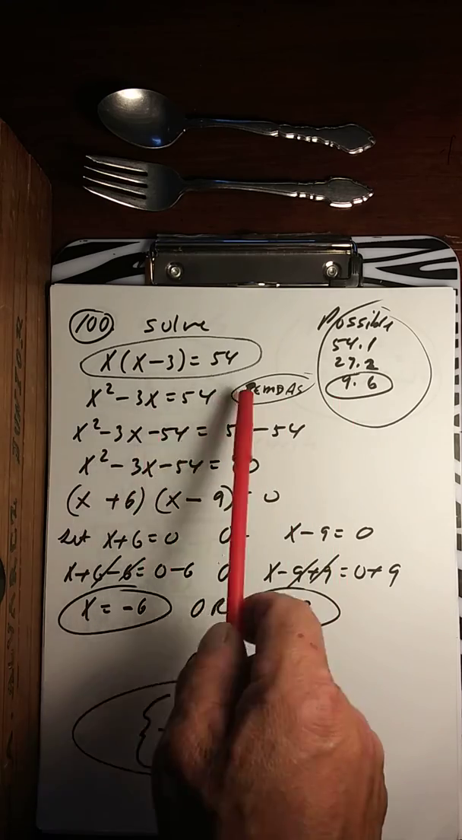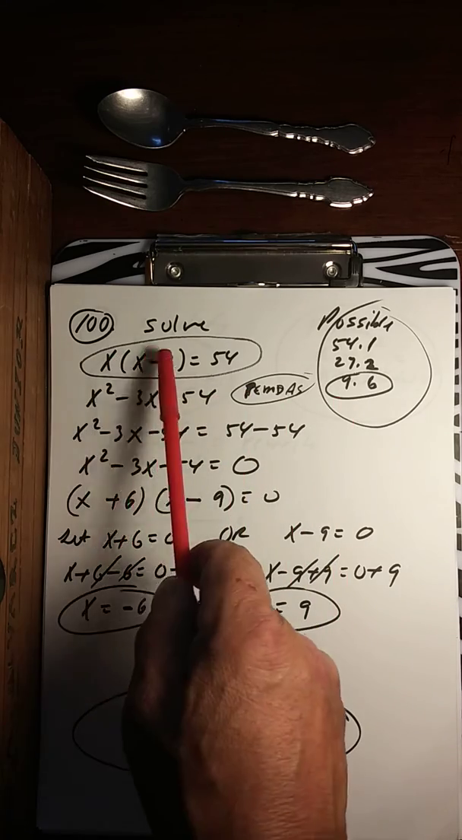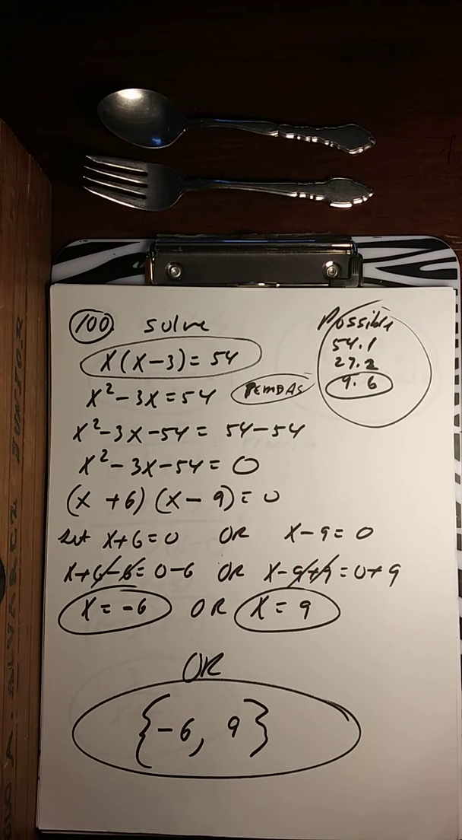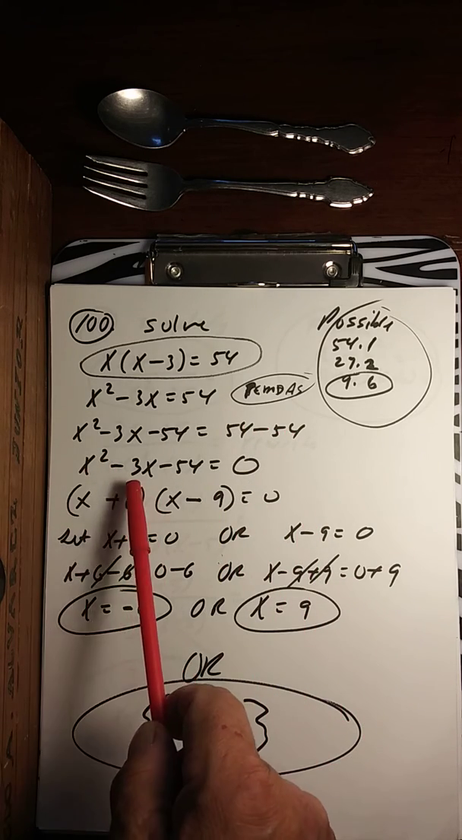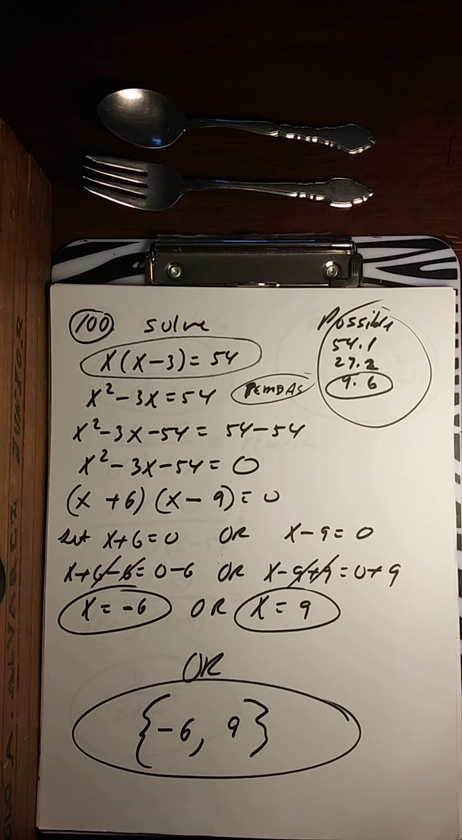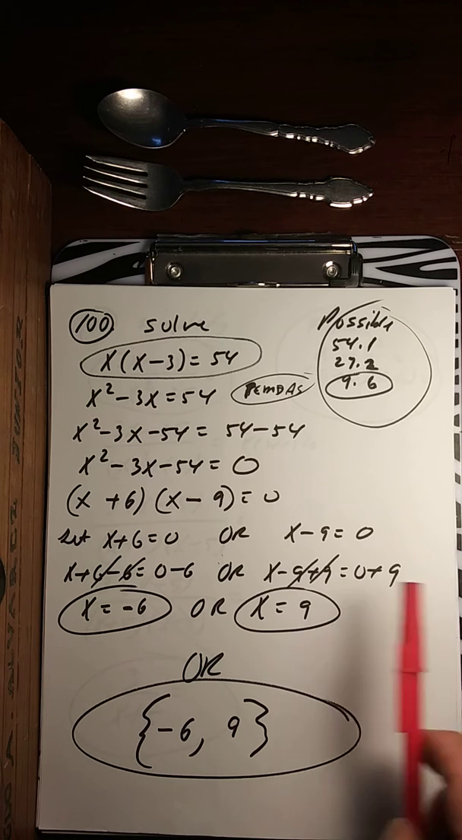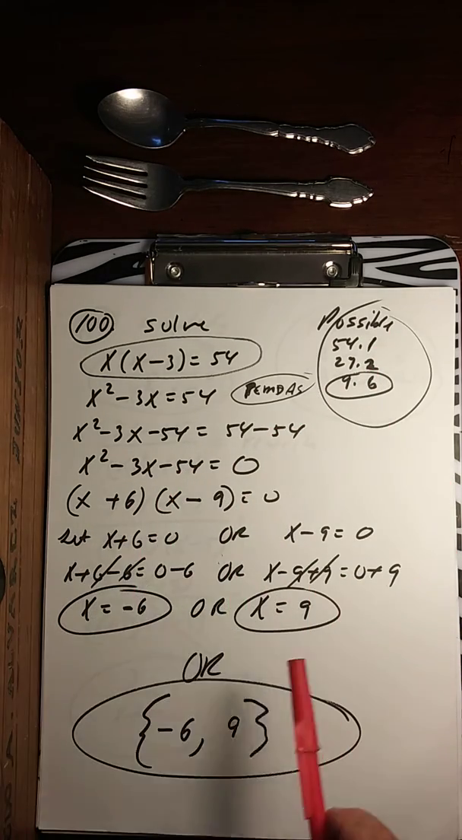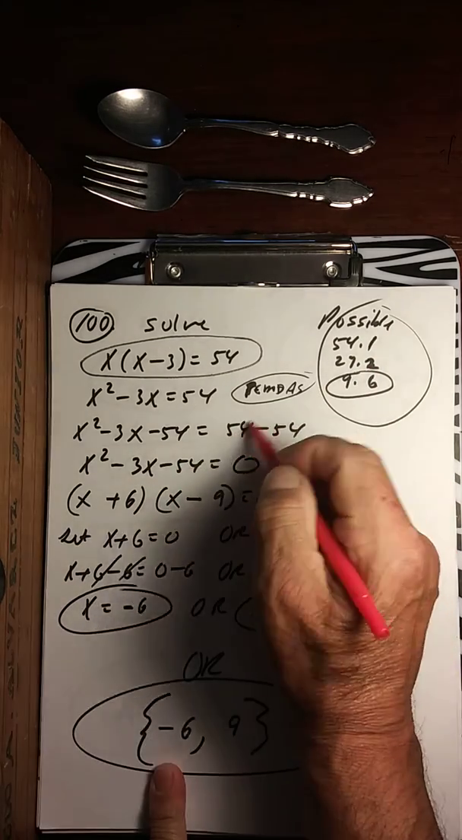Let's go ahead and multiply this out. X times x squared, x times negative 3x. Now let's subtract 54 from both sides, and I know what's going to happen. We're going to have x squared minus 3x minus 54, and the 54 minus 54, are they going to cancel? The answer is yes, of course they are. So they're canceled out. So possible numbers for 54 are these. We'll go with 6 and 9.